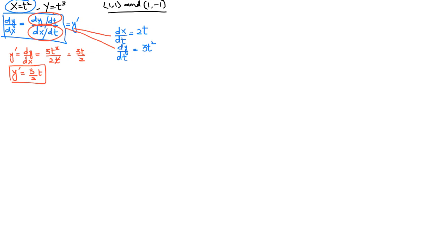Now we have to find the second derivative. So the second derivative formula is this one: d square y over dx square is equal to dy dash over dt divided by dx over dt. Okay, for this value we already have the value. For this one we need to take the derivative of this with respect to t.